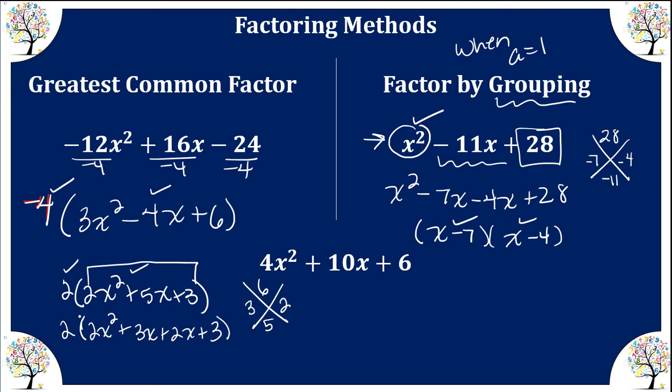Now we are going to do our grouping. So I'm going to go ahead and put brackets around this, and then we're going to group the first two terms and the last two terms. So we have, in this binomial, we had to factor out the GCF. So here's the original GCF, don't forget that.